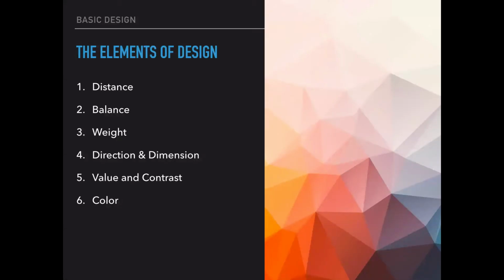So how do we use these learned patterns to create good design? By the end of this lesson, you'll learn 6 basic shortcuts or patterns that your brain looks for and pays attention to. We're going to use that to design a website page. But you can use these concepts to design interfaces, wireframes, or even a presentation to a client. The 6 elements of design we're going to look at, there are actually more, are distance, balance, weight, direction and dimension, value and contrast, and finally color.